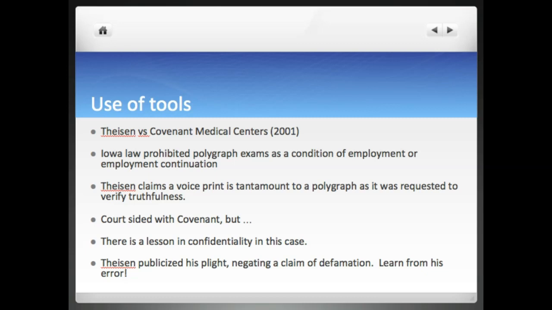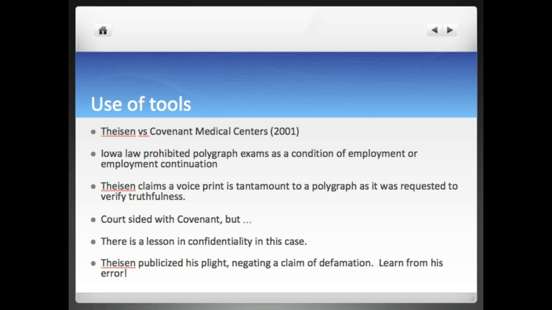The court sided with Covenant and said that this was proper, but there was a huge lesson in that case. When you read it, you notice that Thiessen filed a suit claiming defamation of character. But indeed, it was Thiessen who brought all of this forward to newspapers, that he'd been wrongfully discharged based on an Iowa law that they couldn't request information. He made it all public and then claimed he'd been defamed. And that suit fell pretty much dead in its tracks because he's the one who brought this forward into the public eye. And the lesson for the investigator is that if you don't keep confidentiality, you will be sued for defamation.